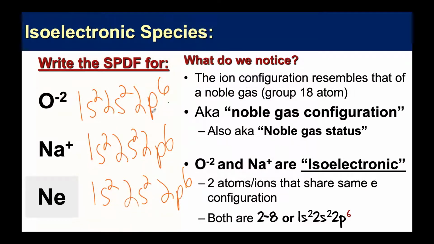The other thing I would like to call your attention to here is that we will notice that all 3 of these electron configurations are matching. We would say that the oxide ion and the sodium ion are isoelectronic with neon, or these 2 species here are isoelectronic with one another. So anytime you have matching or shared electron configurations, we would say the species are isoelectronic.